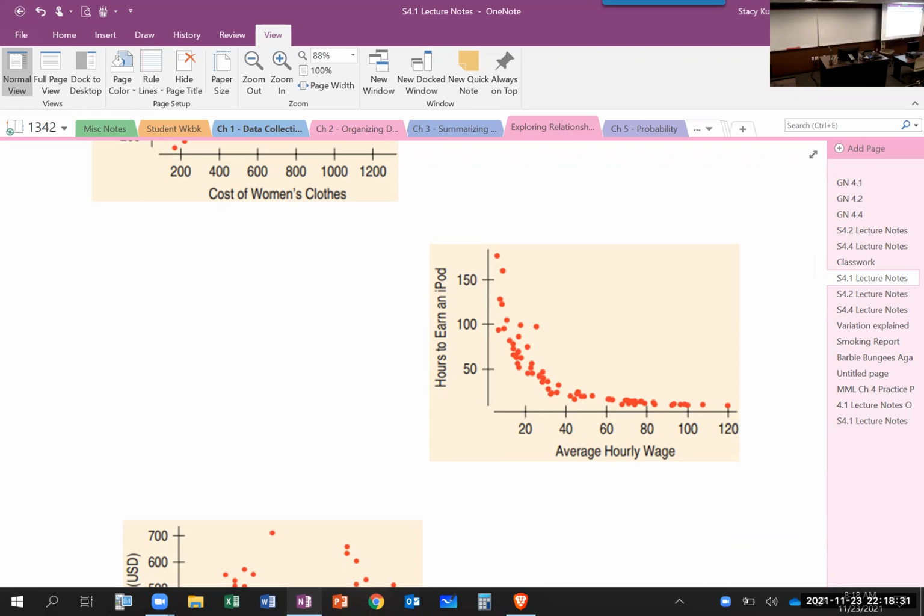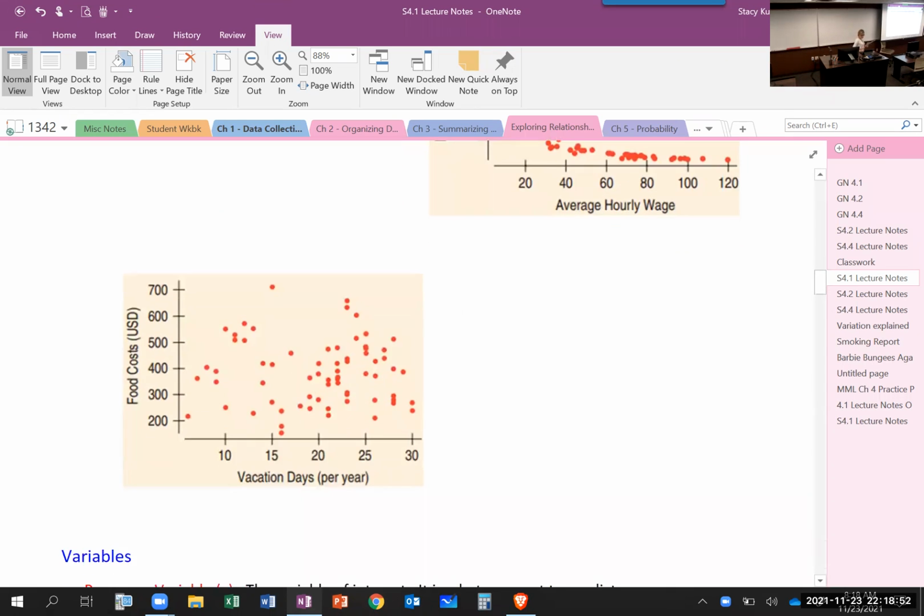Well, as this one, if it's a negative relationship, right? As your hourly wage increases, the number of hours it takes to earn the iPod would be decreasing, which would be that inverse relationship, right? Okay, so that would be our negative direction.